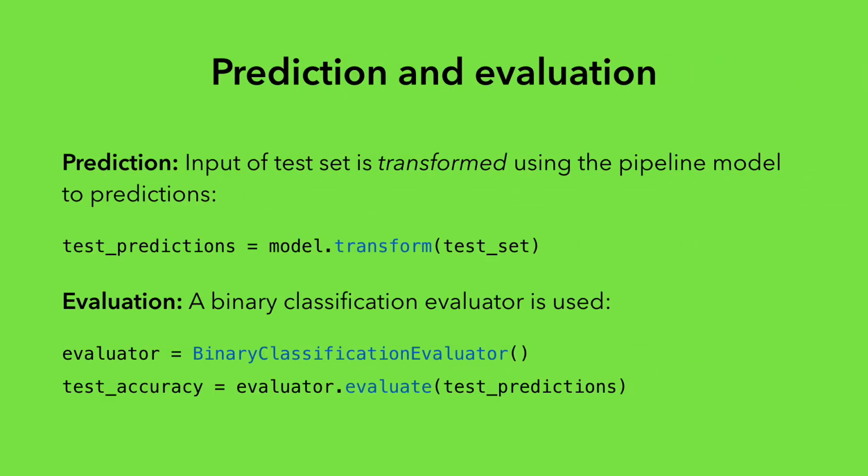In Python, the code looks like this. Test predictions are returned from the model transform method applied on the test set. To evaluate the performance of the model, we use a binary classification evaluator and use its method evaluate on the test predictions. Now, let's look at the running code.